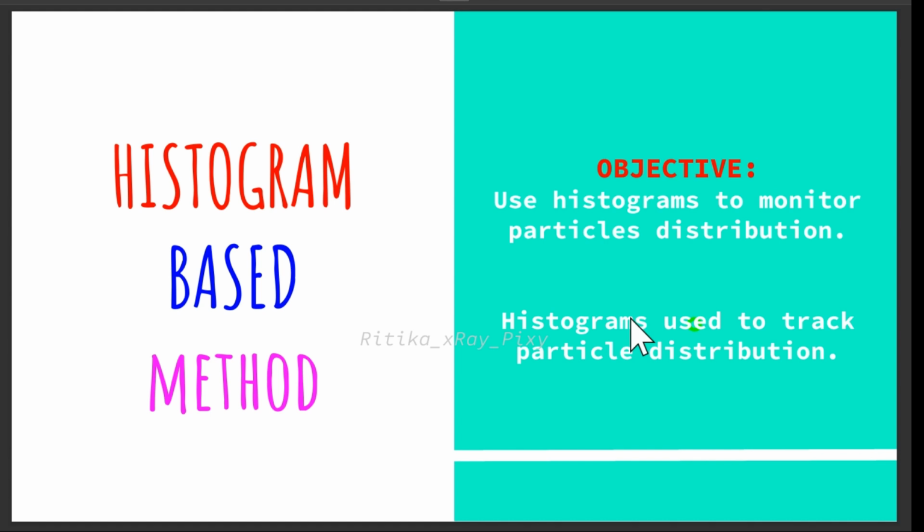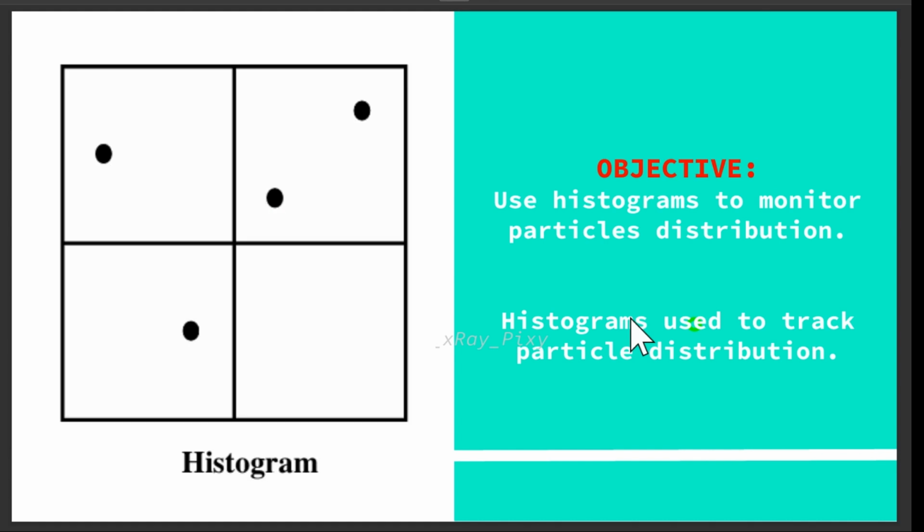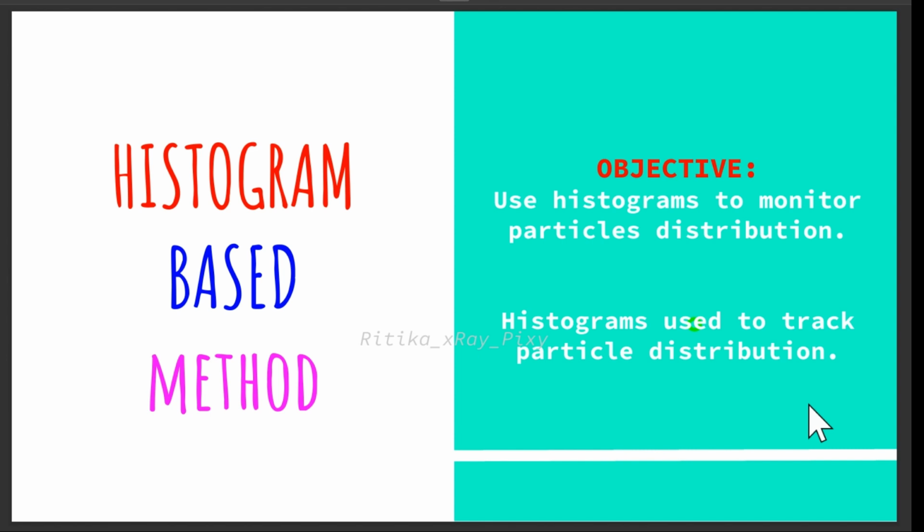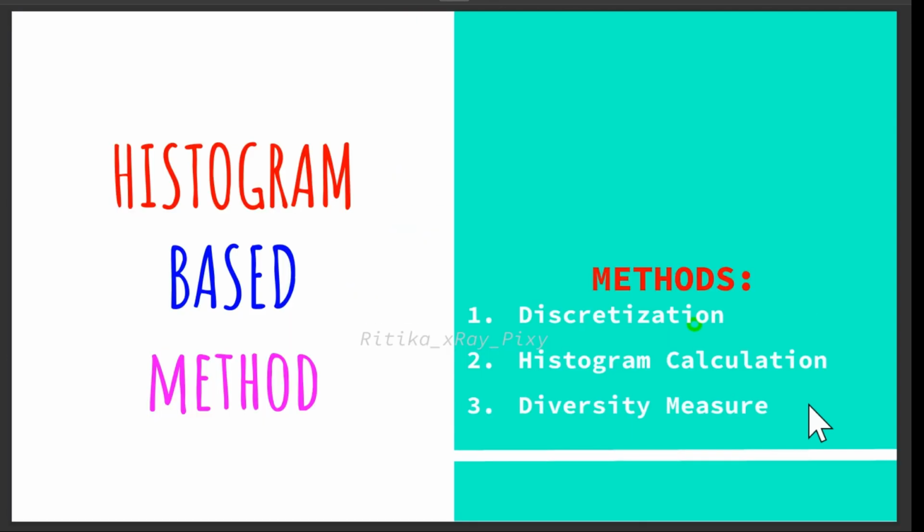Then we have the histogram based method. We can use histograms to monitor the distribution of particles across different regions of the search space. First we will divide the search space into grids. Second, we will calculate the histogram. We will count the number of particles in each bin. Then we have the diversity measure. We will evaluate the distribution of particles across bins or grids, whatever you want to call them. A well distributed histogram indicates high diversity, and a skewed histogram indicates low diversity.